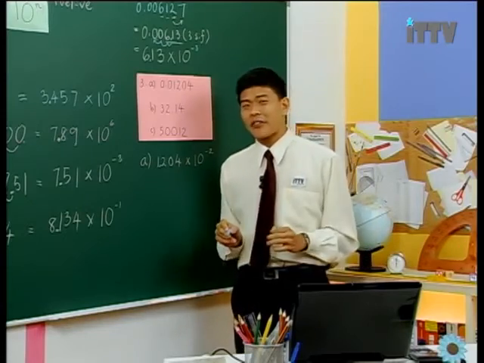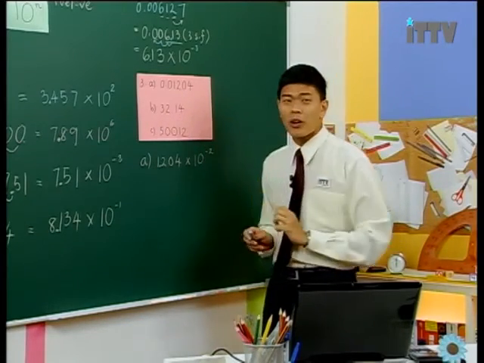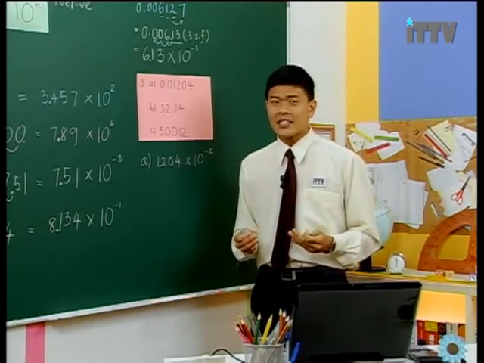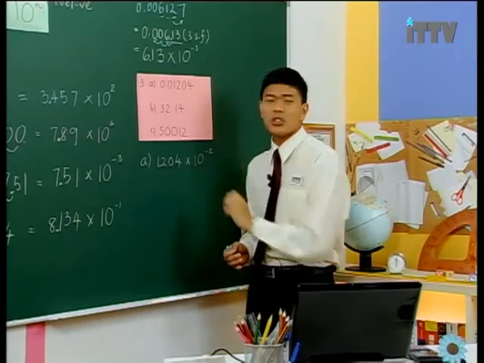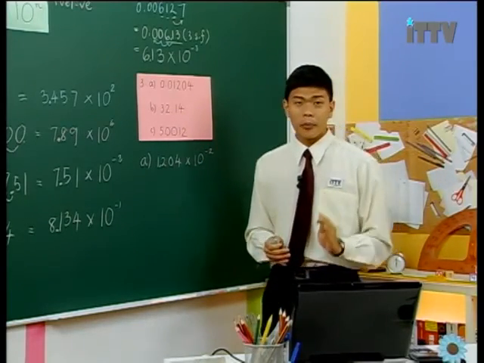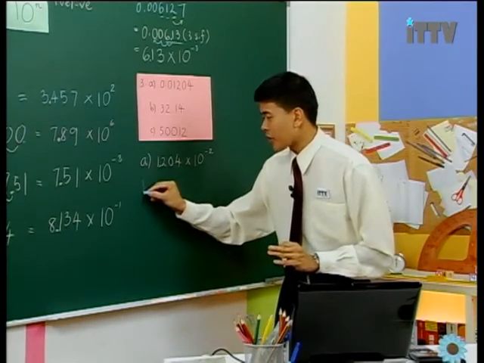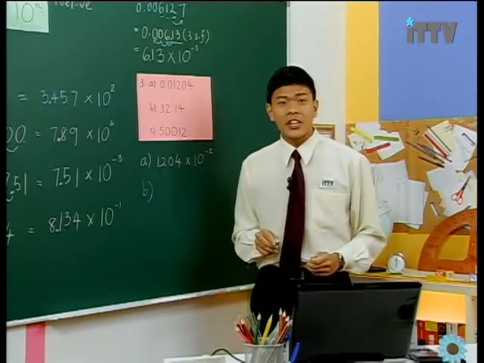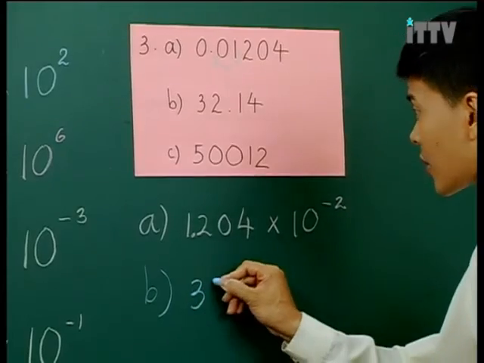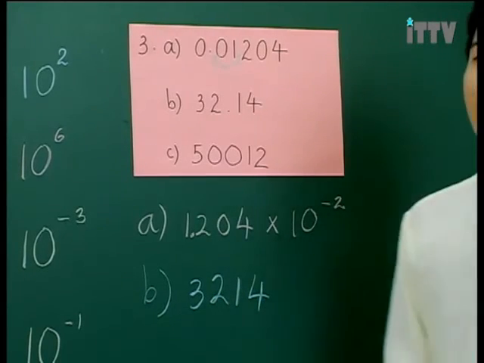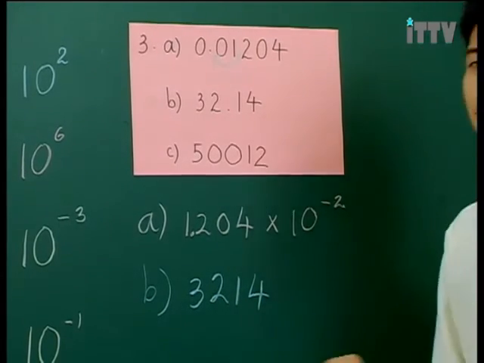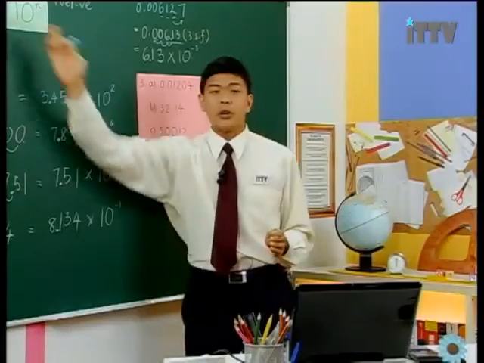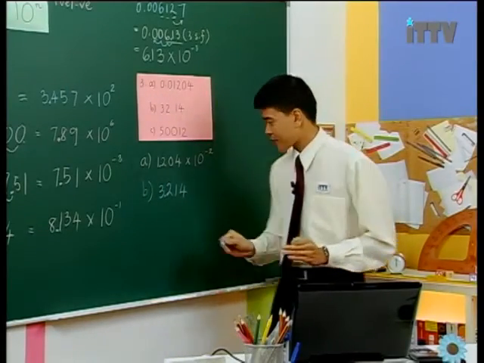In B, what kind of number is this? 32.14, it is larger than 1. So if you remember, the index number for base 10, for any number which is larger than 1, will always be positive. So keep in mind as we rewrite it in standard form. First step, all the significant figures must be there without the point. Next step, remember this point must always be on the right hand side of the first digit, because this whole number must be between 1 and 10.